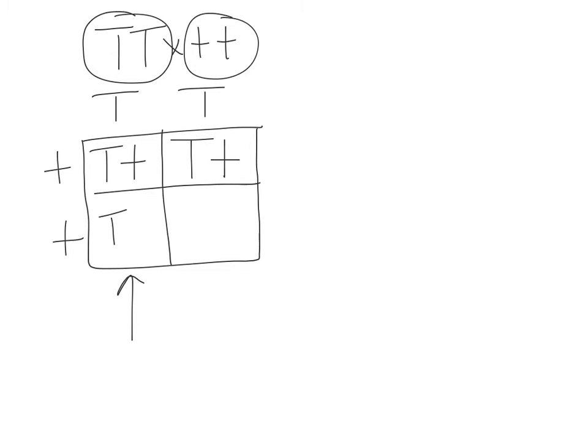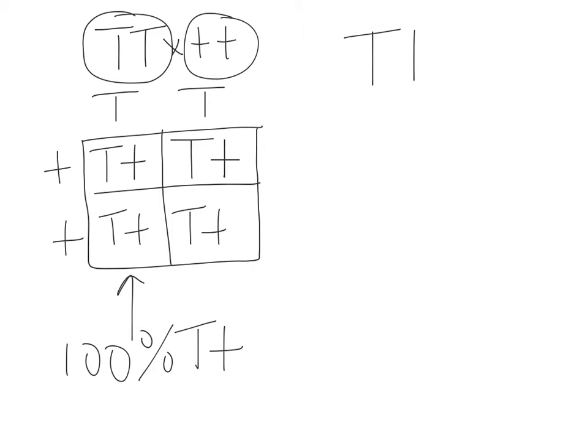And again, here we have 100% of them being big T, little t. And in that case, it was purple flowers. All right, so that was our P generation. Then in our F1 generation, we crossed, or they were allowed to self-pollinate.